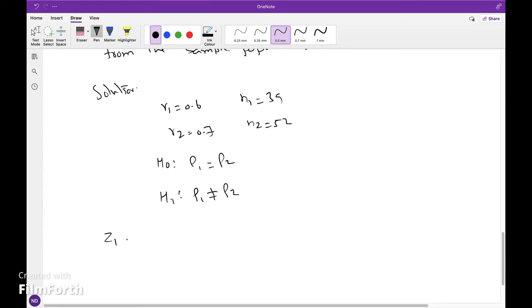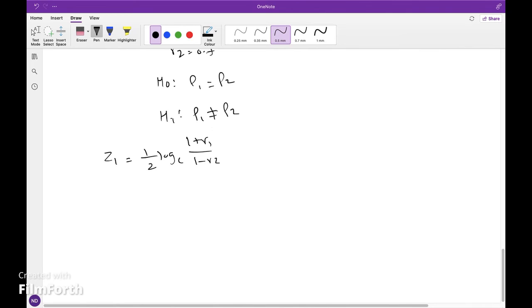So just find Z1 = 1/2 log base e (1 + r1)/(1 - r1). We already know that this value is 1.1513 into log 4, that is equal to 1.1513 times log base 10 of 4, 0.6020, that is equal to 0.6931.